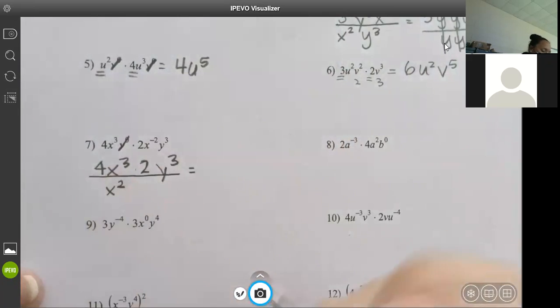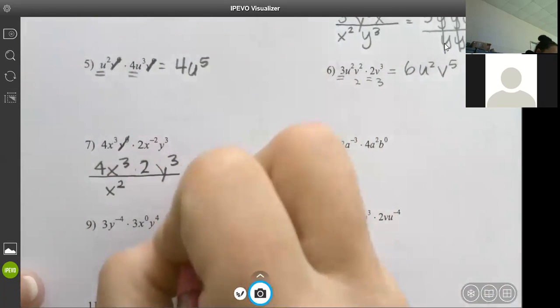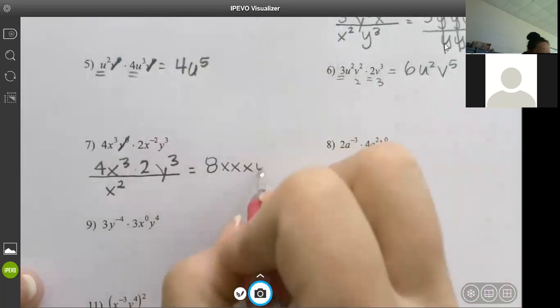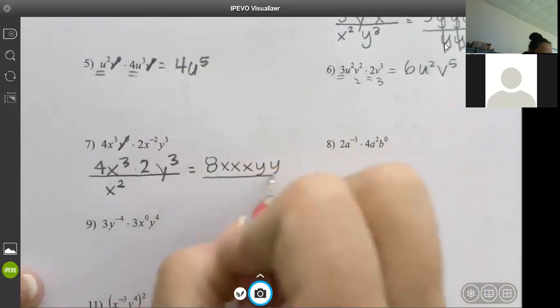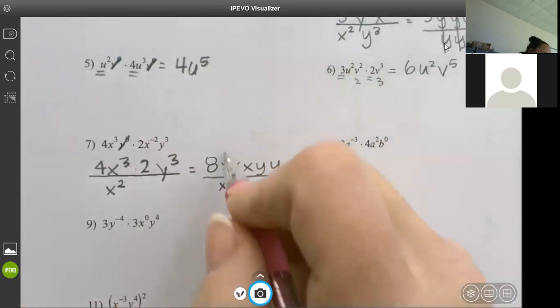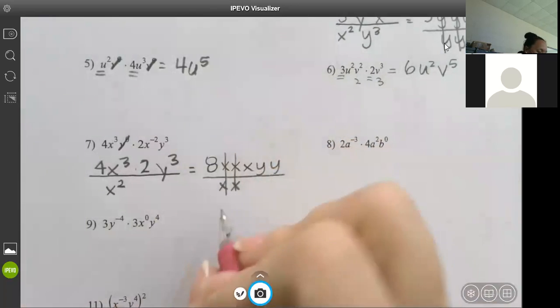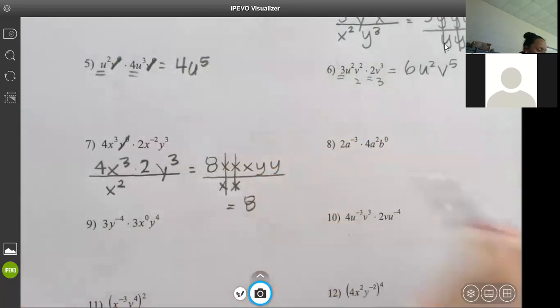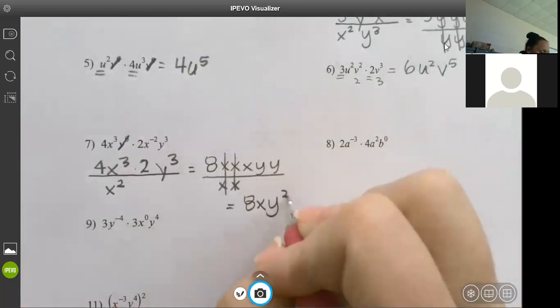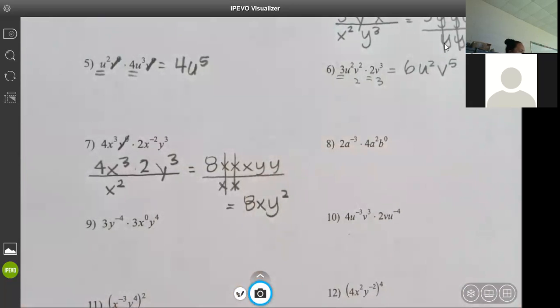We have 4 times 2, which is 8. We have 3 x's and 3 y's, and 2 x's on the bottom. We're going to mark them out. We're left with 8x and 2 y's on the top, nothing on the bottom.